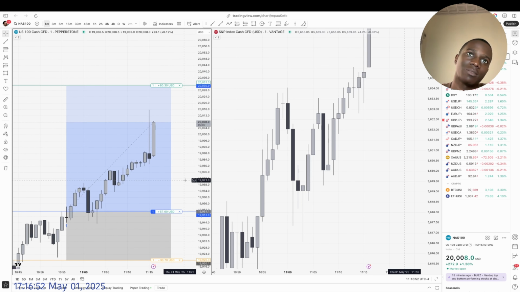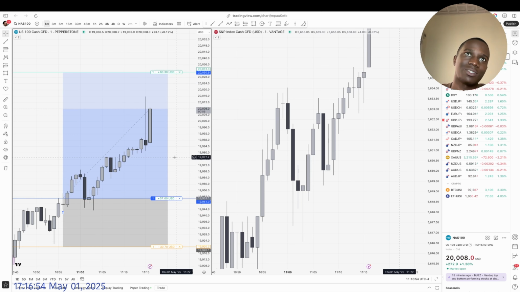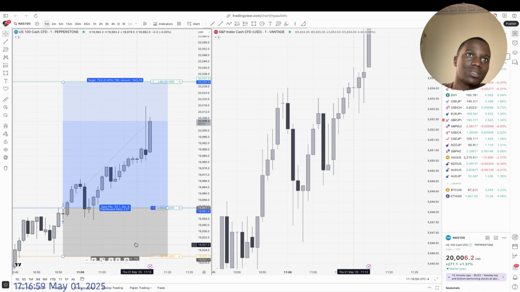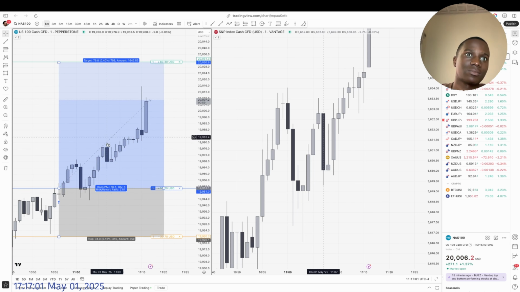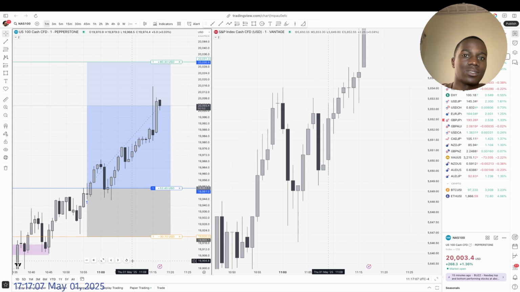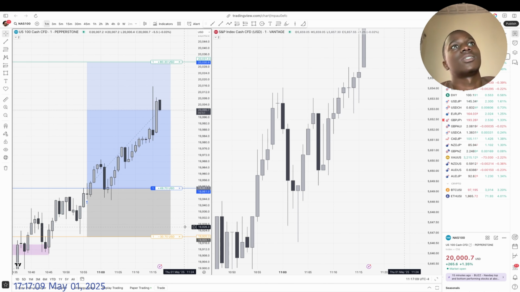I'm thinking of trailing my stop loss to actually be on the break even. When we hit TP, we are totally out. Currently floating almost 60. Let's wait and see how it goes.